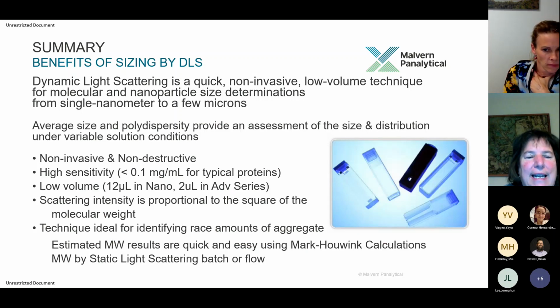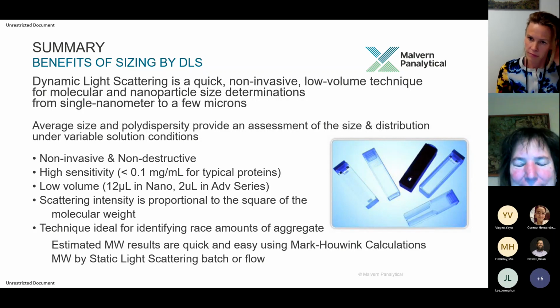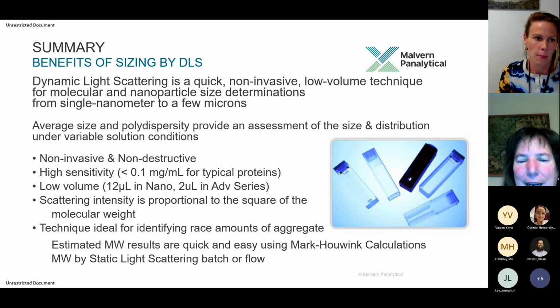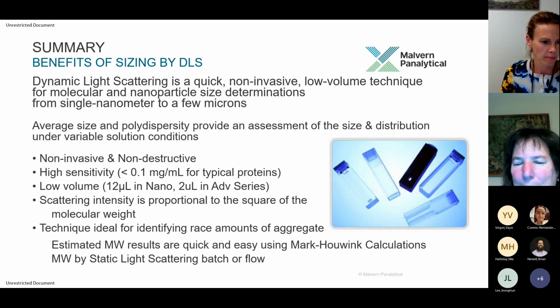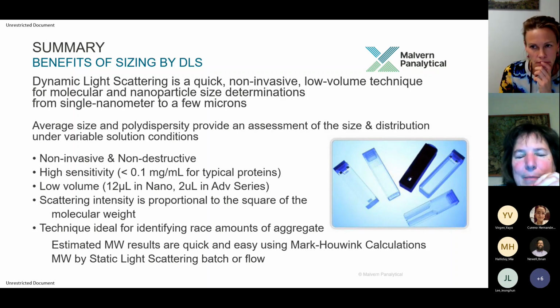When it comes to dynamic light scattering, the benefits of it far outweigh any issues as far as I'm concerned. It's a non-invasive, non-destructive technique. You need very small quantities. It's very sensitive. You need less than 0.1 mg/mL for typical proteins in order to be able to measure them. You have low volume cells. In the Nano, the smallest volume is 12 microliters, but in the Advanced series with that new capillary, you can go down to 2 microliters.